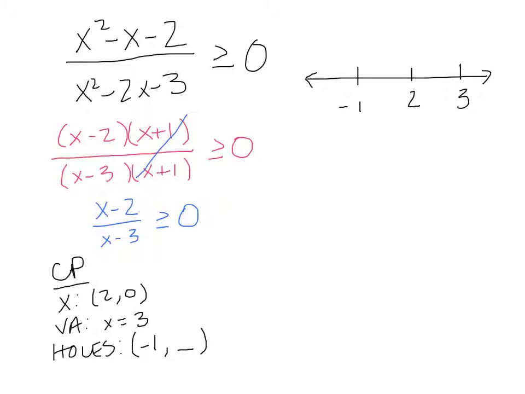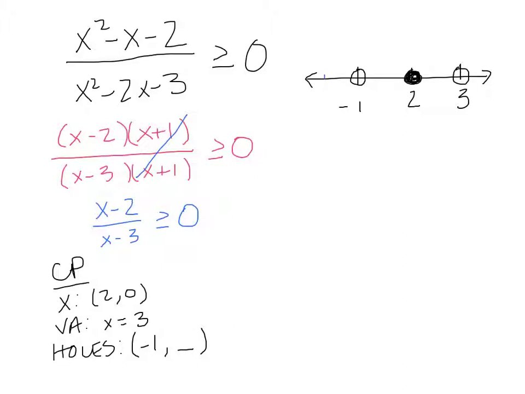Negative 1 is a hole, so the graph doesn't exist there no matter what. I'm going to keep that an open circle. 2 is an x-intercept. In this case, it can be equal to zero, so I'm going to use this as a closed circle, colored in. Now our 3 is a vertical asymptote, so that's going to be another open circle. Now we're ready to choose some test points on each interval.